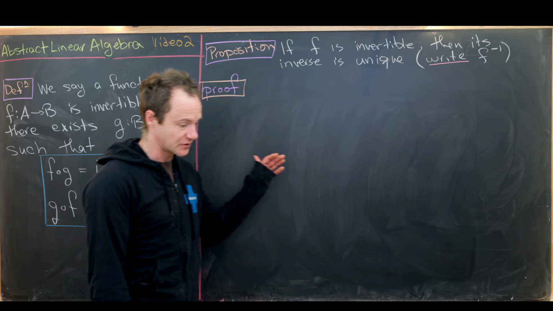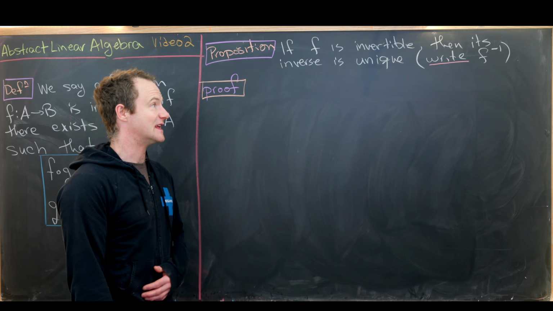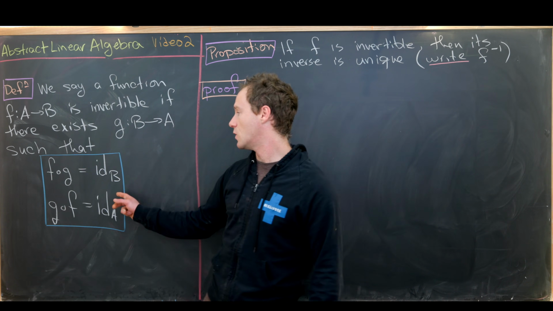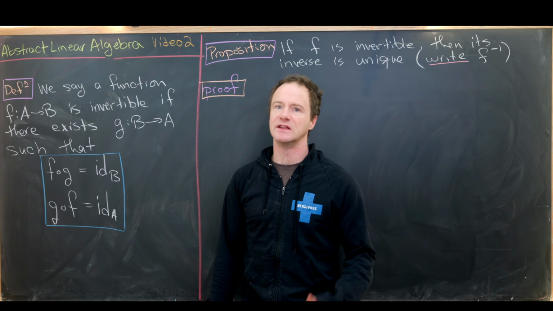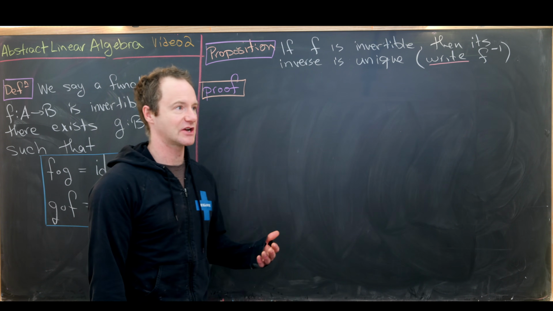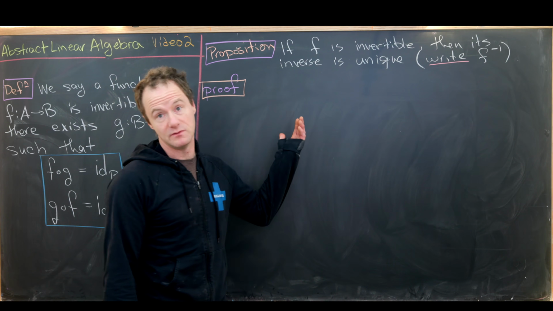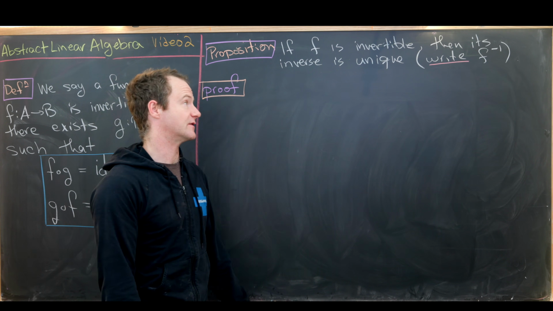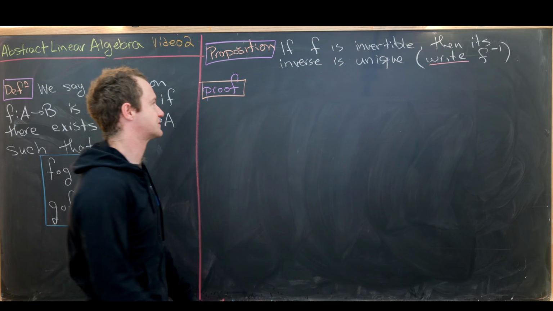Okay, so for our first result, we'll show that if f is invertible, then its inverse is unique. So over here, this function g would be called an inverse of f. And so what we want to show is that we can actually replace the word "an" with the word "the." We have only a single inverse, and we'll write f inverse like that. Okay, so let's look at this proof.